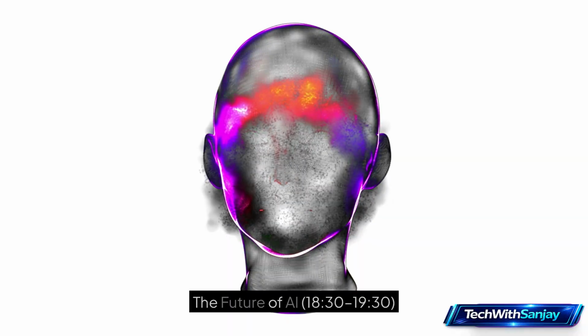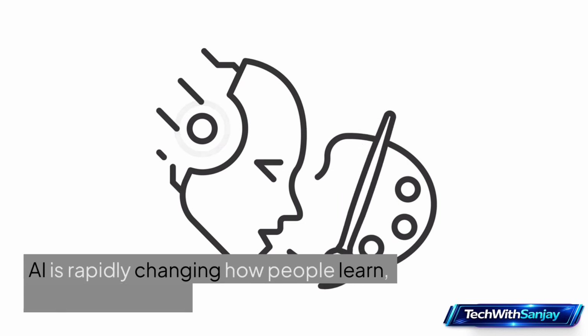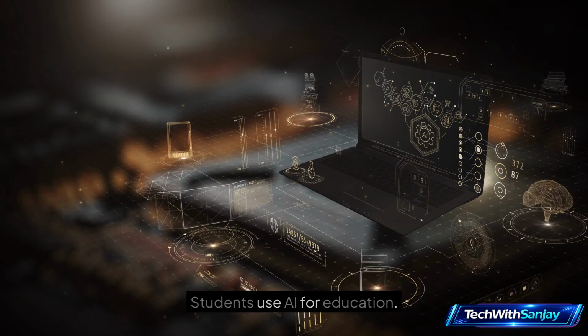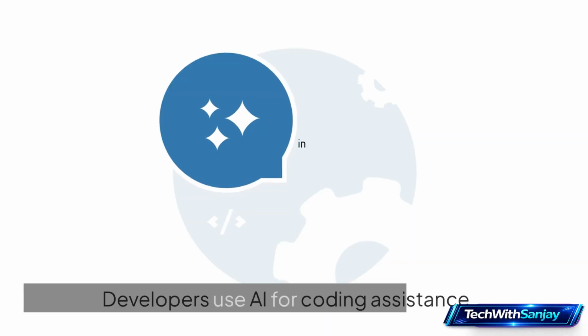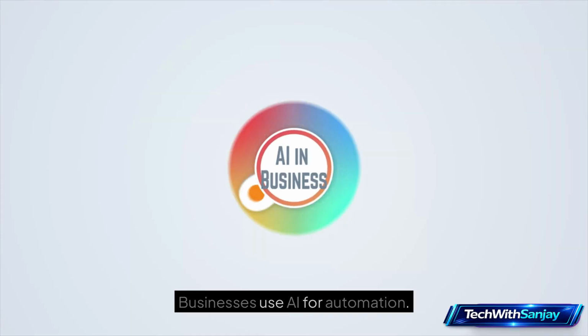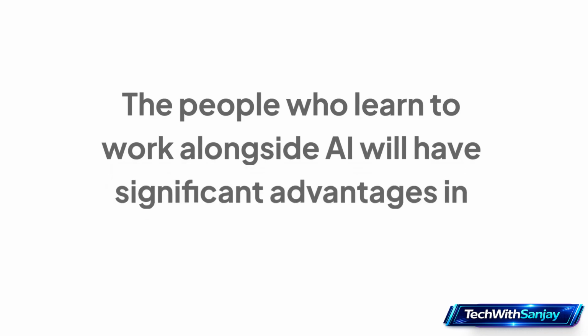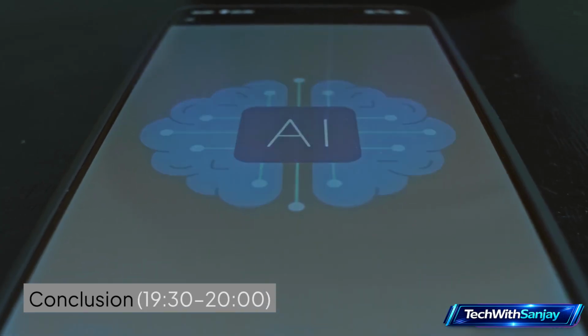The future of AI. AI is rapidly changing how people learn, work, and create. Students use AI for education. Developers use AI for coding assistance. Businesses use AI for automation. The people who learn to work alongside AI will have significant advantages in the future.